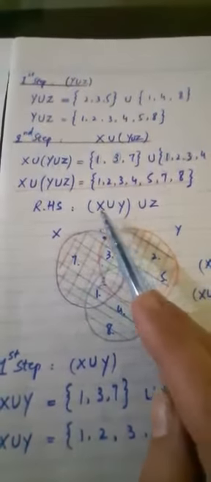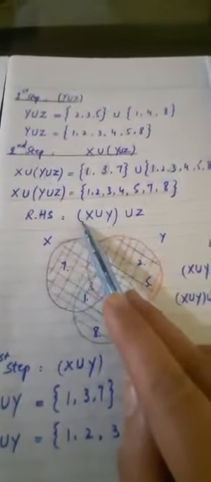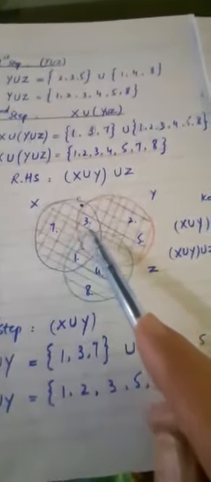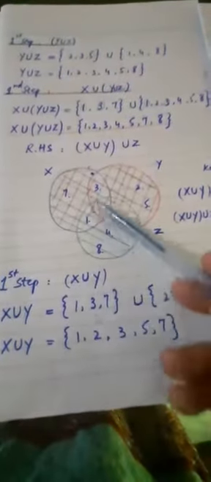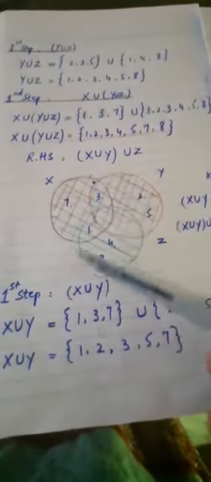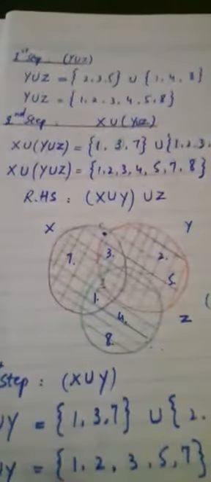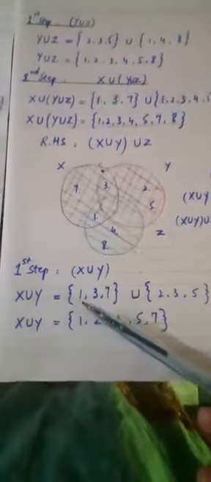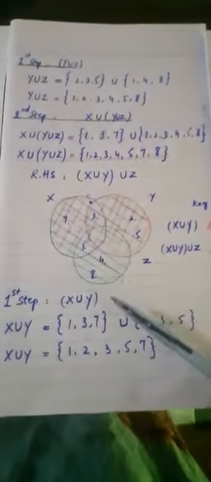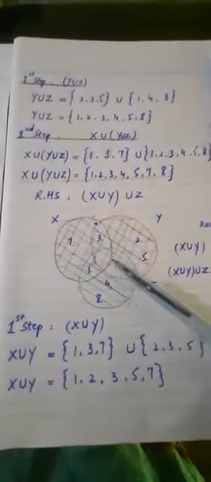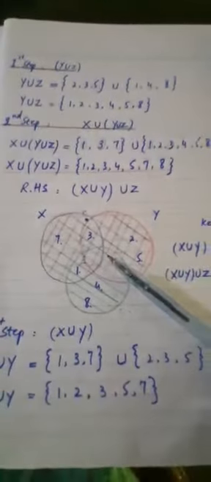For the right hand side, now we have (X union Y) union Z. Again we will draw sets X, Y and Z, and here we will solve the first step. For the first step, we will solve the bracket part first, X union Y. So students, we will find out X union Y, and as you solve the tabular form side by side, you have to do the coloring part, which is also very important.